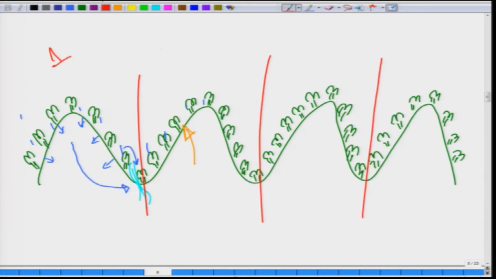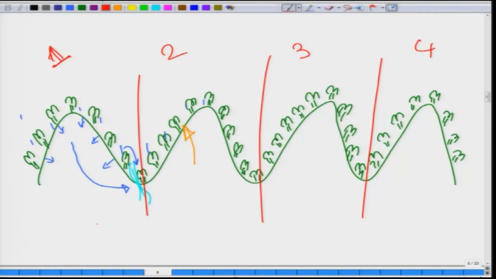So, this is your block 1, block 2, block 3, block 4. Now, in the case of an ideal selection forest, you would say that we are going to visit each and every tree every year. But then practically, because it is difficult, you might say that I am going to visit the first block in the first year, and at the end of this year I am not going to visit this block again.